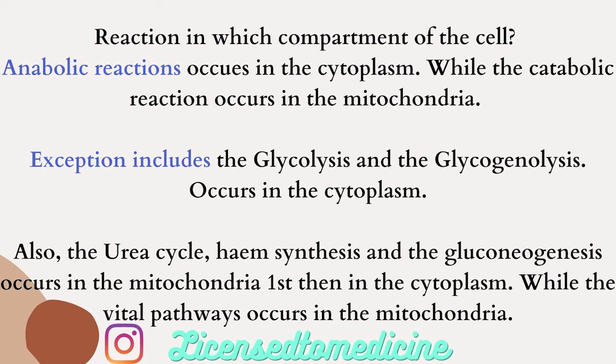Here we also have two exceptions, that is glycolysis and the glycogenolysis. These are the reactions which occur in the cytoplasm, but these reactions are catabolic, but still they occur in the cytoplasm like the anabolic reactions. So we can say that all the anabolic reactions along with the glycolysis and the glycogenolysis occur in the cytoplasm.